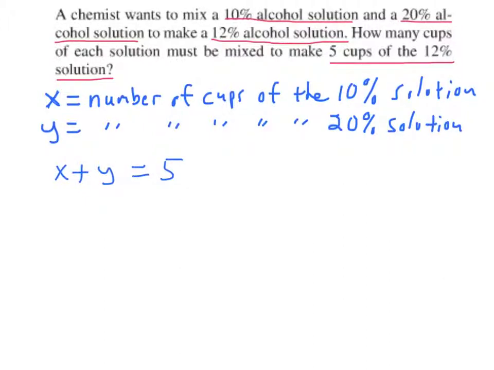Now the second equation we find by taking the amount for each substance. In the first case it would be x, because that's the actual number of cups, and multiplying by the percentage of alcohol. So we take x, that's the number of cups for that one, and multiply by 10%. So that's 0.10x. And then we do the same thing for the y. We take y and multiply by that percent. So 0.20y. And that equals, and then we do it for the end result mixture as well. 5 cups is the amount we end up with, and we multiply by that percent. So 0.12 times 5.